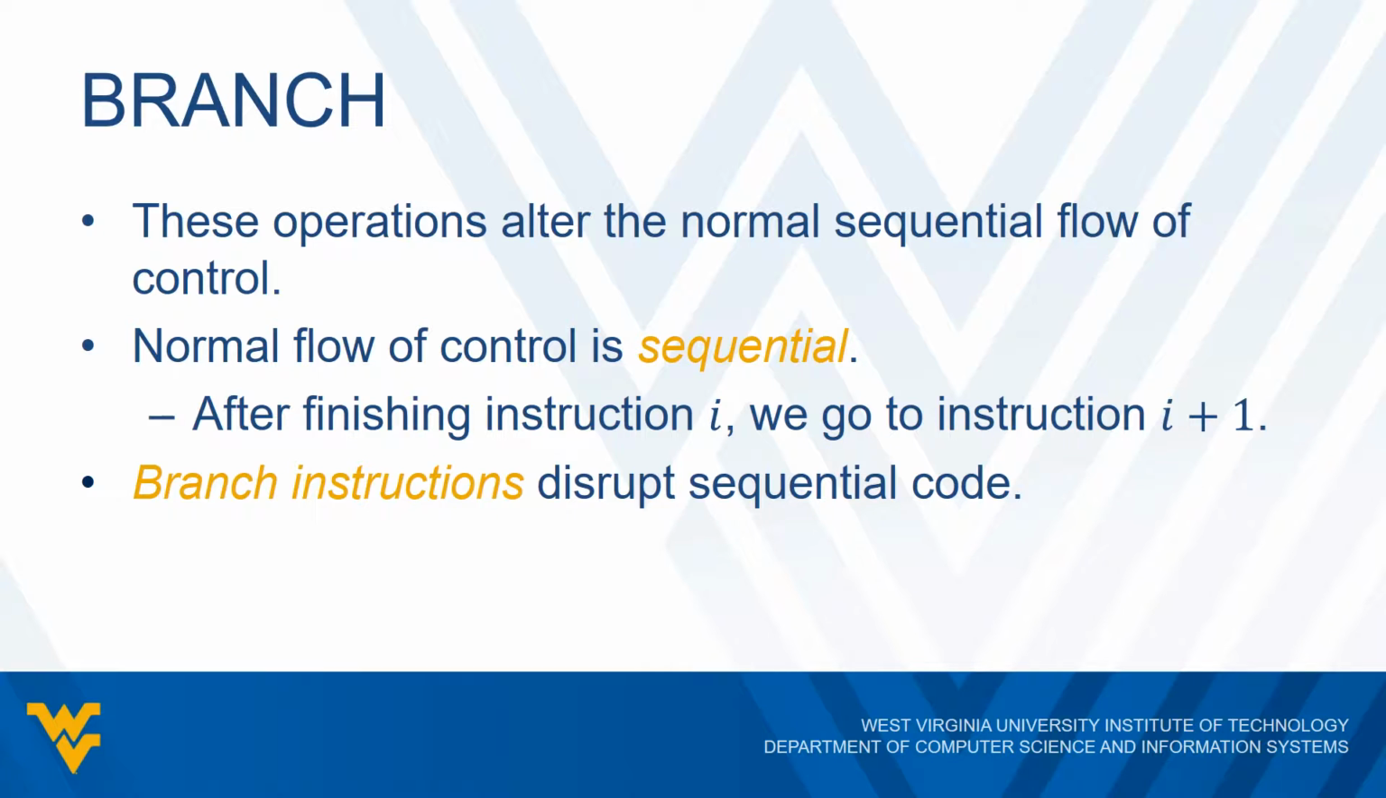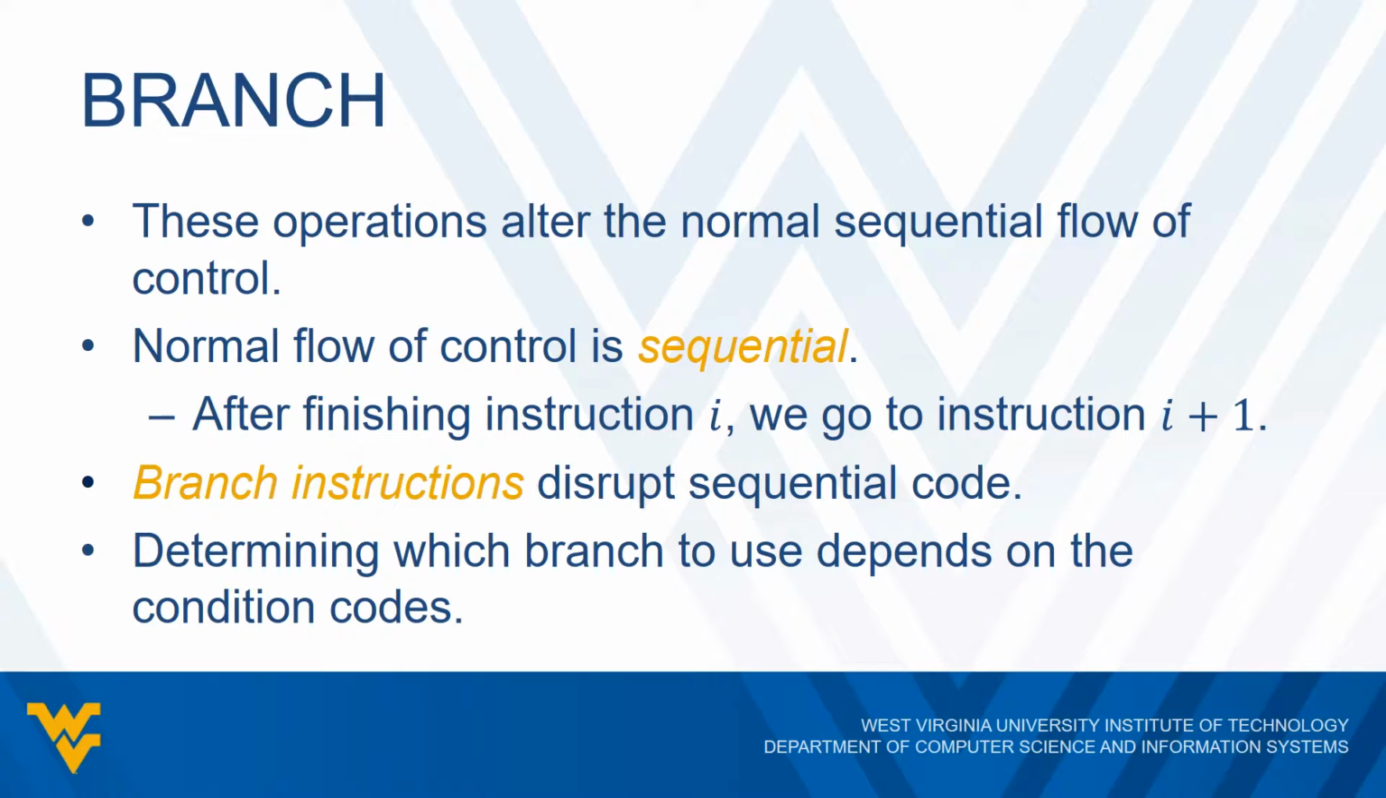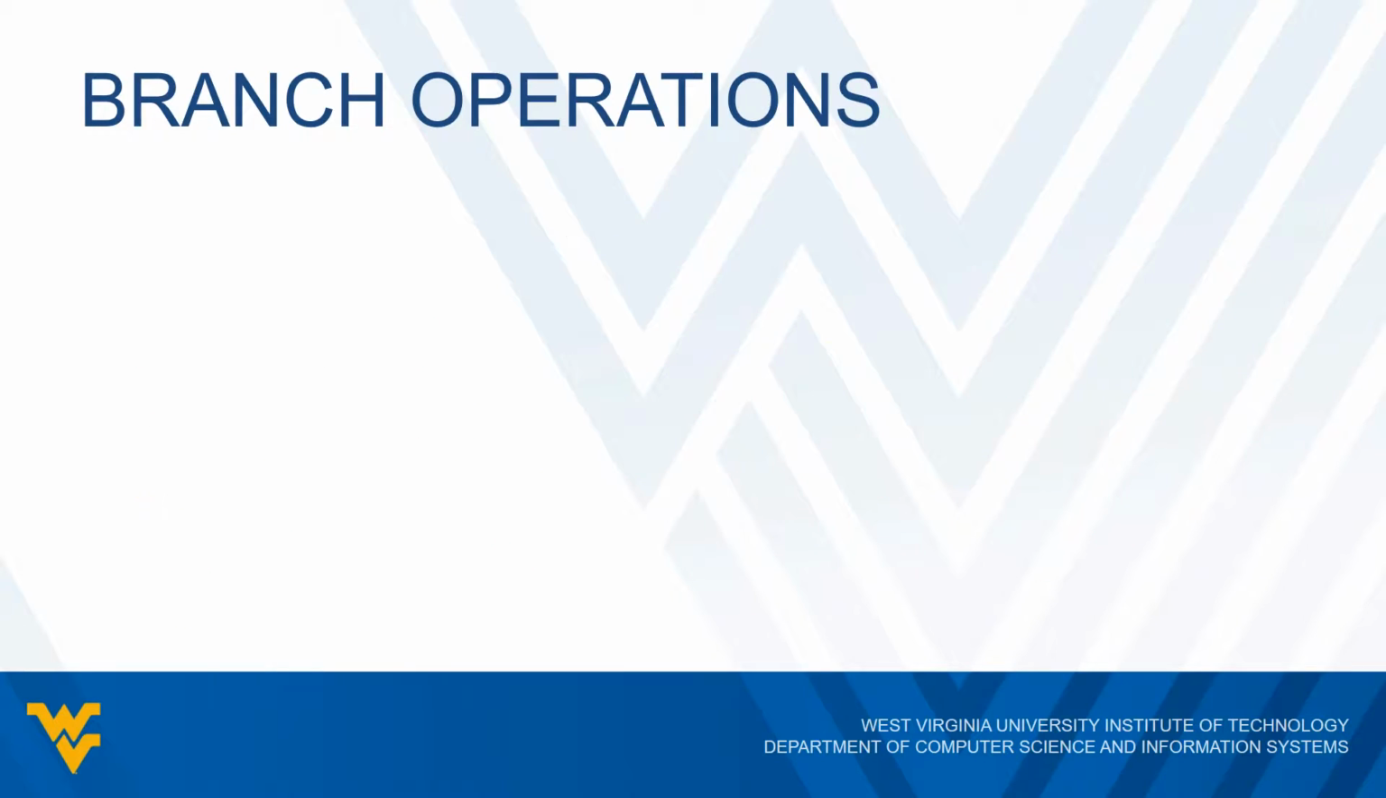So instead of just going one step at a time, these branch instructions will allow us to jump around and go to different instructions. So it's not going to be sequential. Typically, determining whether to branch is based on the current settings of the condition codes. So a branch instruction is almost always going to be preceded by either a compare instruction or some other instruction that sets the condition codes.